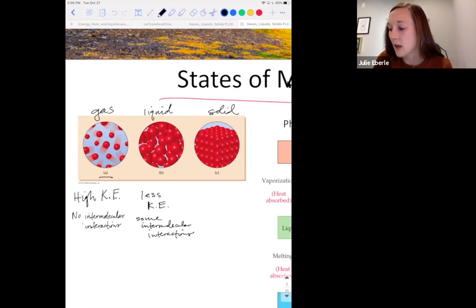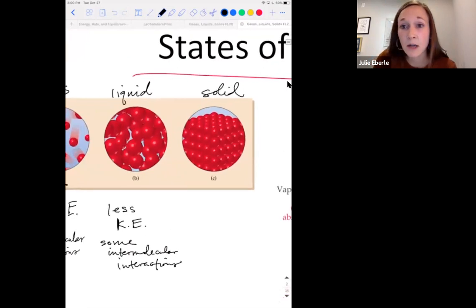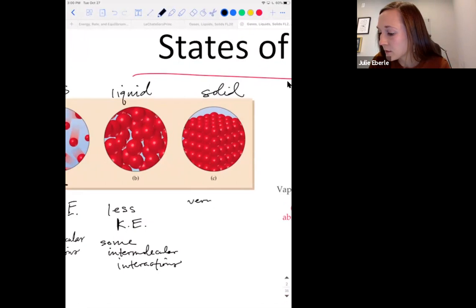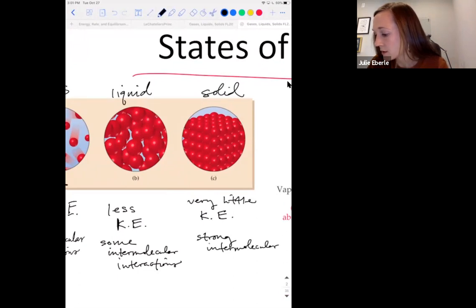And then lastly, solids. If you look at this, the molecules are all touching one another. They're very ordered and arranged. We know solids have the least amount of disorder. They are the most ordered. Gases are the most disordered. So they have very little kinetic energy, and they have strong intermolecular interactions.